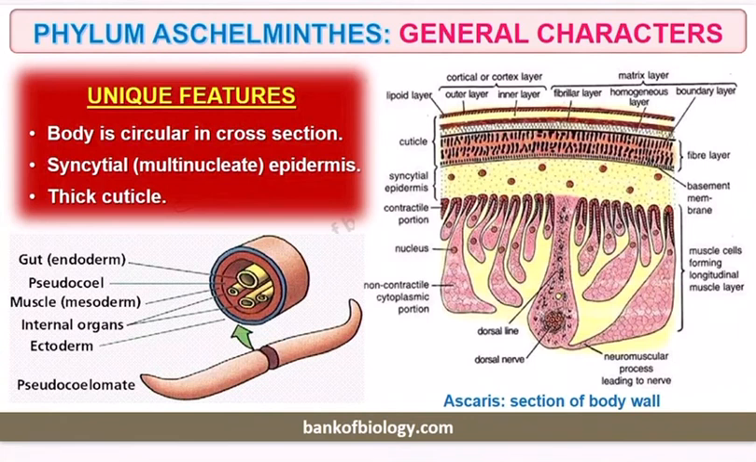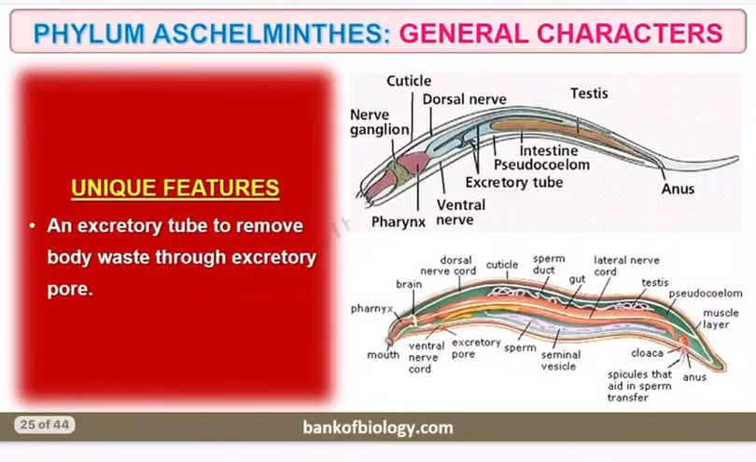And unique features, body is circular in cross section and multinucleate, coenocytic we say, multinucleate epidermis and presence of thick cuticle, because unless there is a thick cuticle, being endoparasites, they cannot survive inside the body of the host, because host also will start secreting so many enzymes and so many acids. So these can digest the very animal inside us. So to overcome that, look at the adaptation. It has got very thick cuticle.